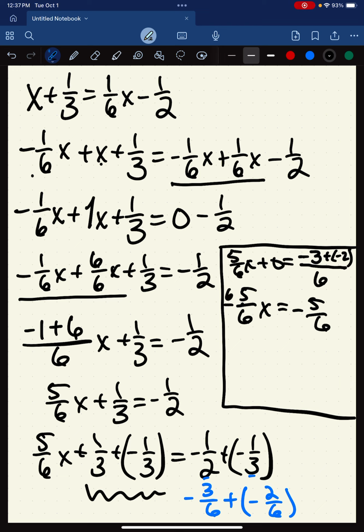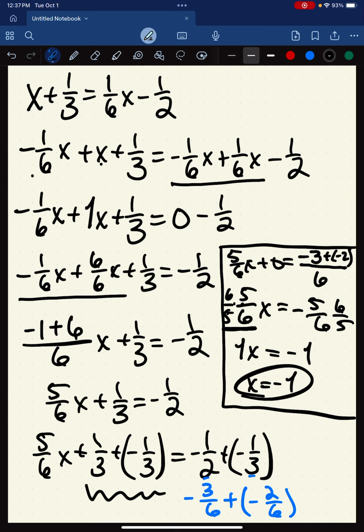Finally, we can multiply both sides by 6/5, the reciprocal, and we get 1x over here, right, because we have something times its reciprocal, which is going to resolve to the identity. We get 1x is equal to negative 1. So x is negative 1.